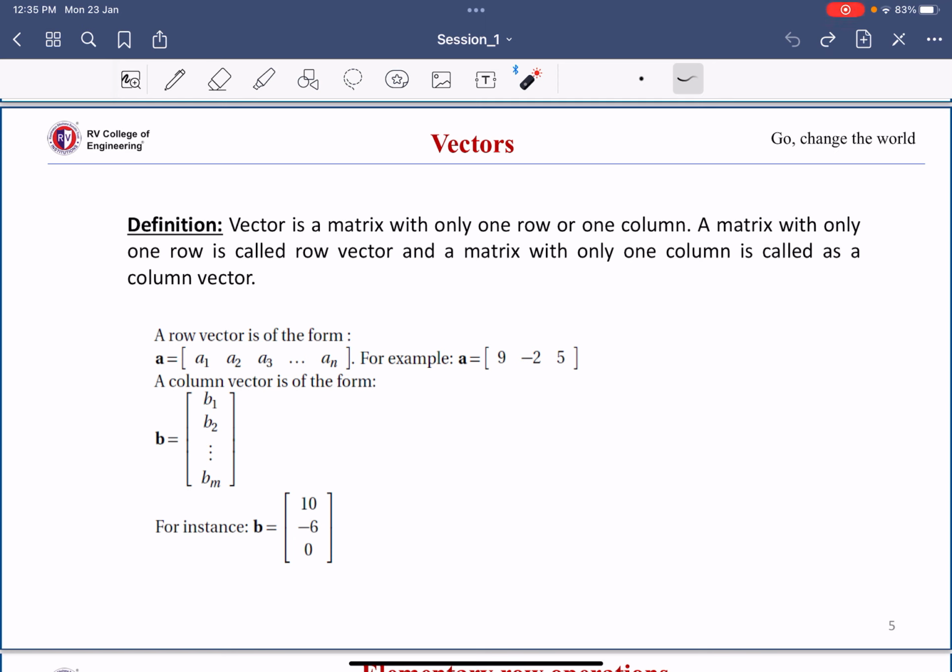Similarly, a column vector is of the form B is equal to B1, B2, and so on, Bm. So a column vector has only one column but any number of rows. An example of a column vector is B is equal to 10, minus 6, 0.